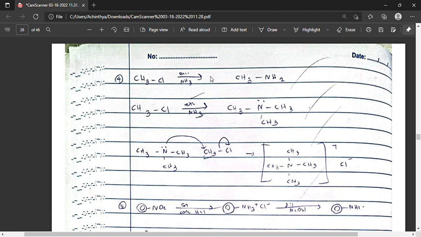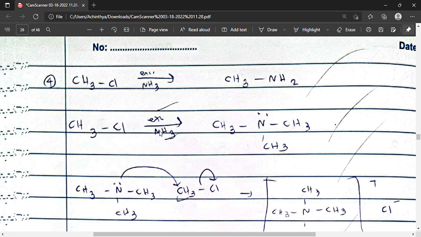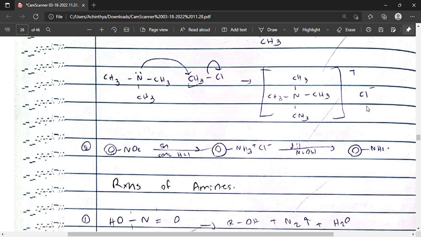If we were to add excess ammonia to an acid halide, the halide goes away with one of the H's to form HCl, while the rest of it joins to form the amine. If we use limited ammonia, it happens to all three H's of ammonia, and it will produce 3 HCl while producing this compound. And even this compound can react with the alkyl halide to produce this complex over here, a quaternary amine.